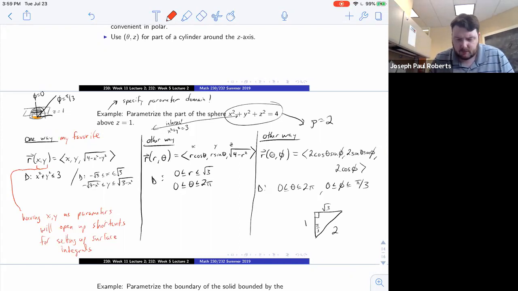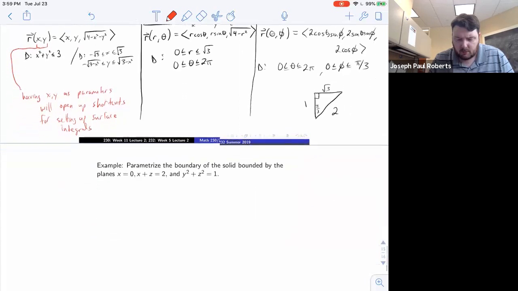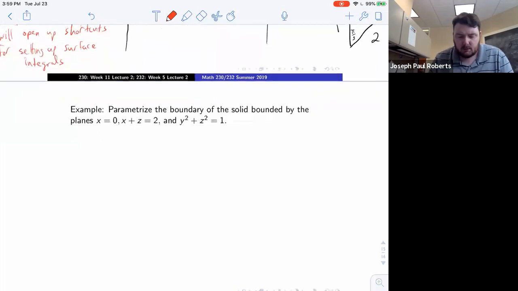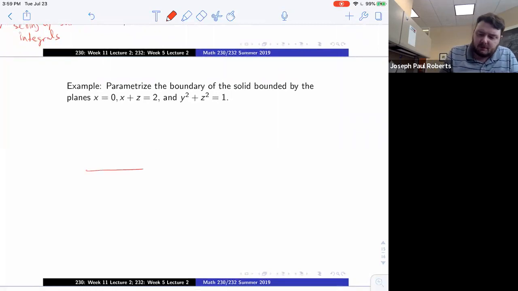Okay, so then I wanted to do one last one. Parameterize the boundary of the solid bounded by the planes x equals 0, x plus z equals 2, and y squared plus z squared equals 1. So this one's going to be good. We're going to get to really flex our creativity as far as picking parameters, because this one's actually pretty tricky. So let's try and figure out what's going on here.